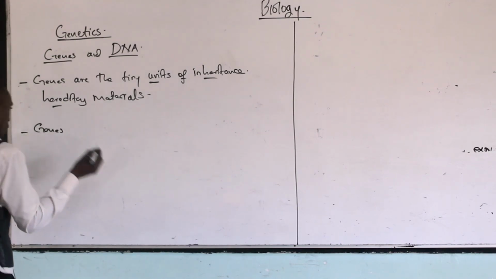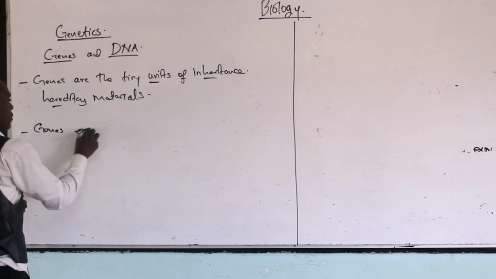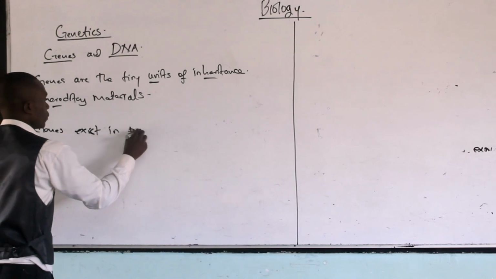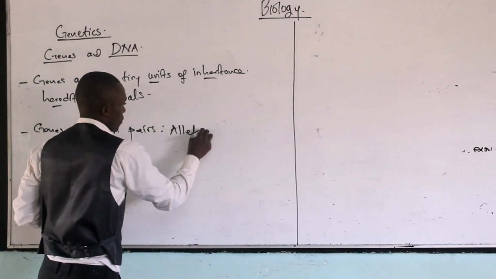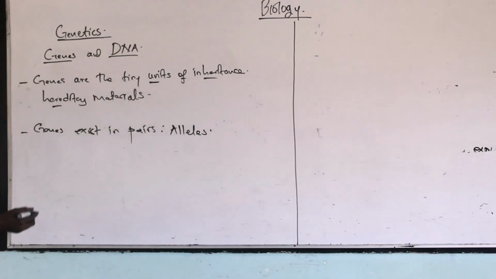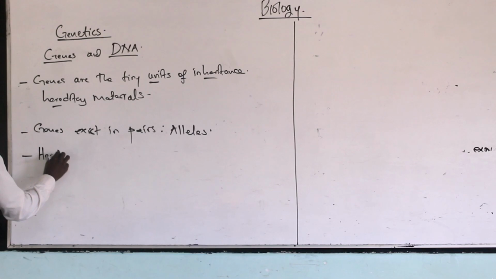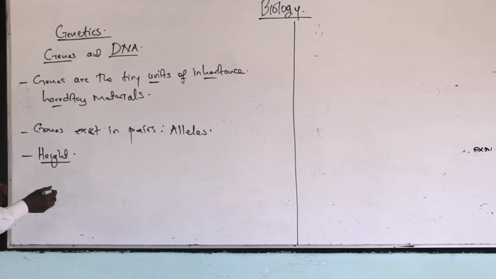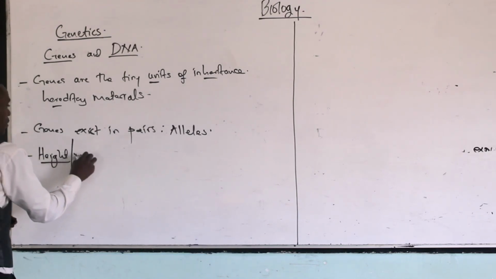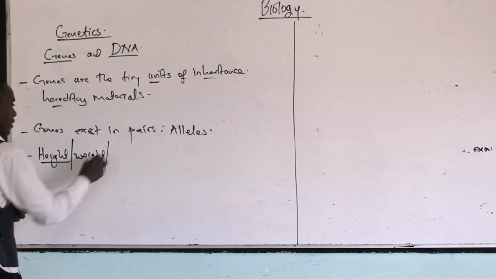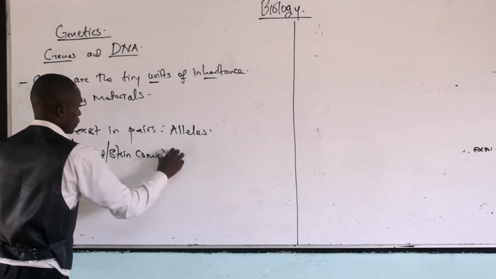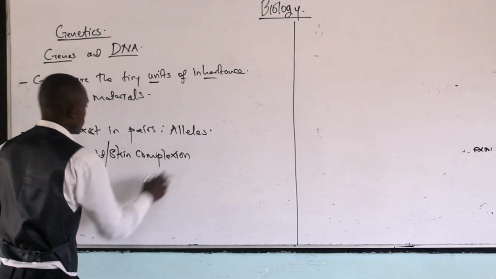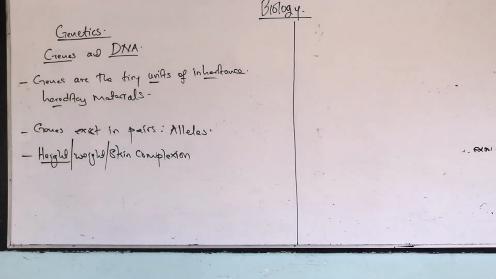Genes, we talked about this. Genes exist in pairs. And such pairs, we call them alleles. So what does it mean? Let's say for a characteristic like height. This one is a characteristic. Another is like weight. Another one is, for example, skin complexion. All these are traits which we inherit most of the time.